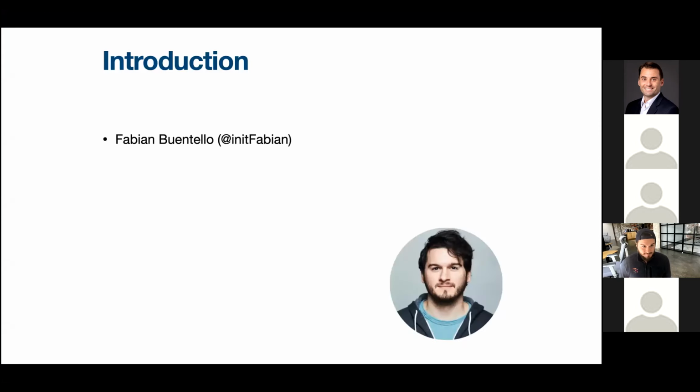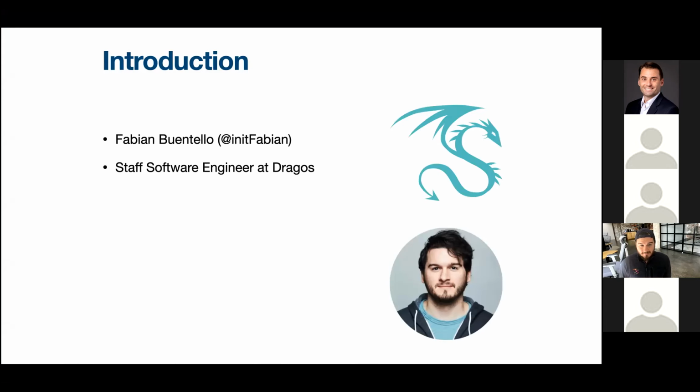So introduction. Hi, my name is Fabian Buentello. Here's my Twitter handle in case anyone wants to contact me. I'm a staff software engineer at Dragos. Dragos is an industrial cybersecurity company focused on protecting critical infrastructure. So what I mean by critical infrastructure, I mean your electrical grids, your water plants, the things that you really don't want to get compromised by an adversary.